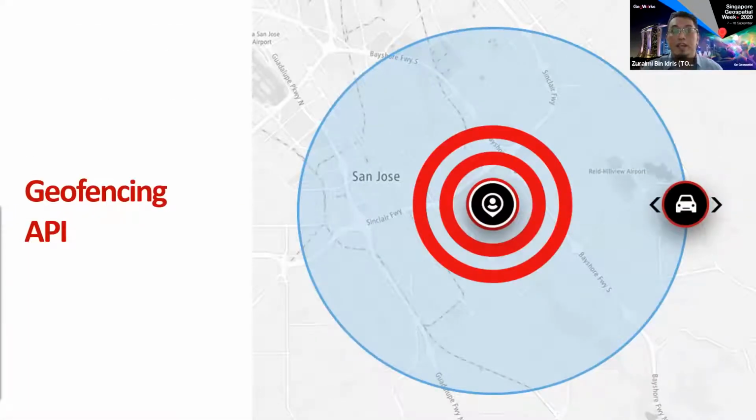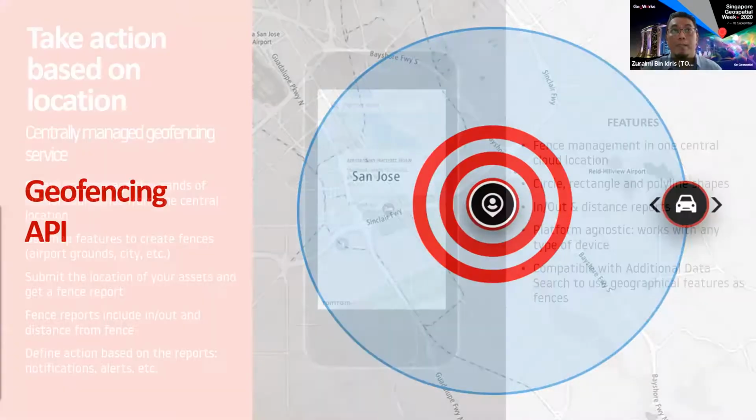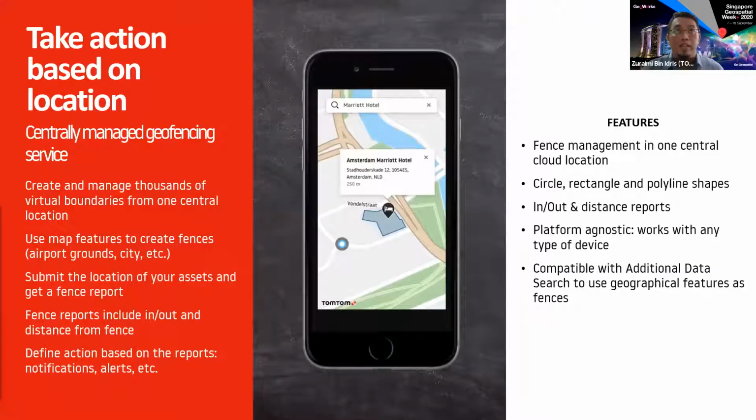Geofencing API. Take action based on location. So centrally managed geofencing service. Create and manage thousands of virtual boundaries from one central location. Use map features to create fences such as airport grounds, the city, and etc. Submit the location of your assets and get a fence report. Fence reports include in and out and distance from fence. Define action based on the reports, notification, alerts, etc.